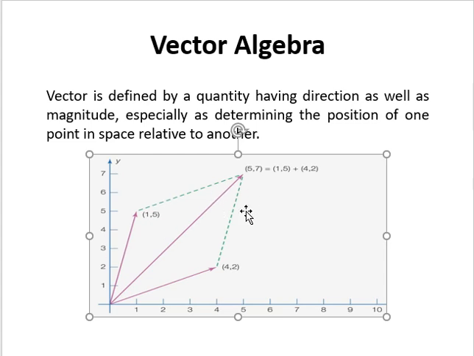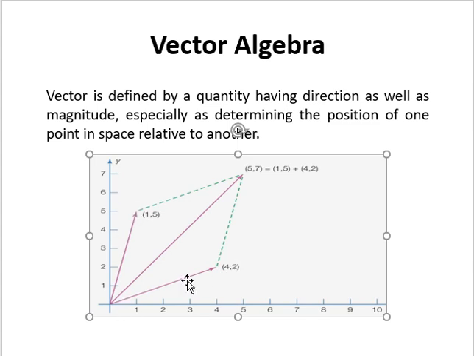Now we can denote this point (4, 2) as 4i plus 2j, and this point (1, 5) as 1i plus 5j. In another manner we can also think about it like this. This middle vector is the resultant vector of (4, 2) and (1, 5).